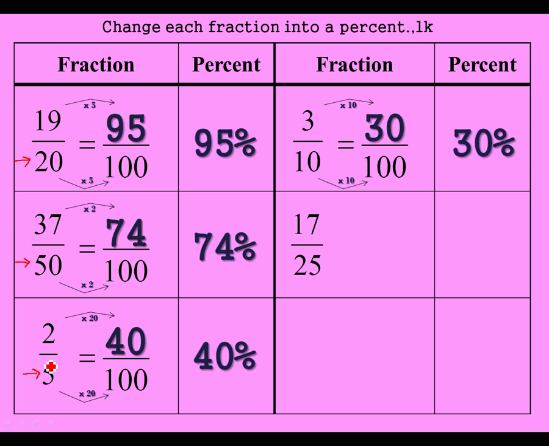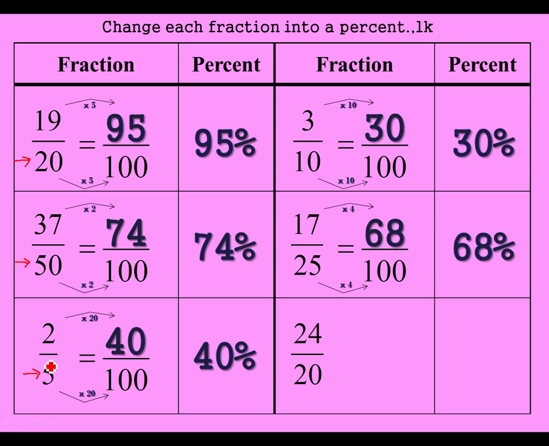17/25. And I'm continuing with the theme of convenient denominators. I think that your first assignment in your book has those denominators where it's a number that really is nice and compatible with that 100 number. So 25 goes into 100 4 times. 17 times 4 is 68. So you get 68%.